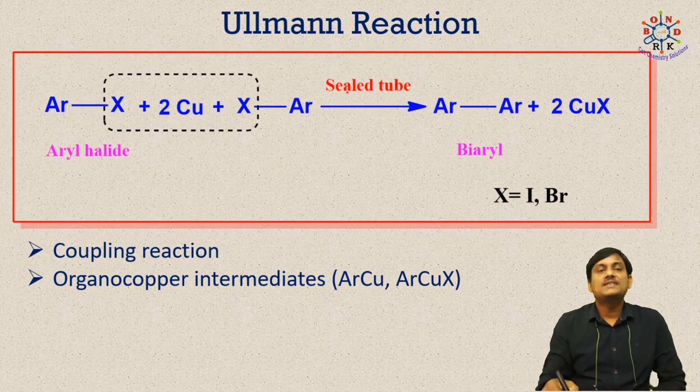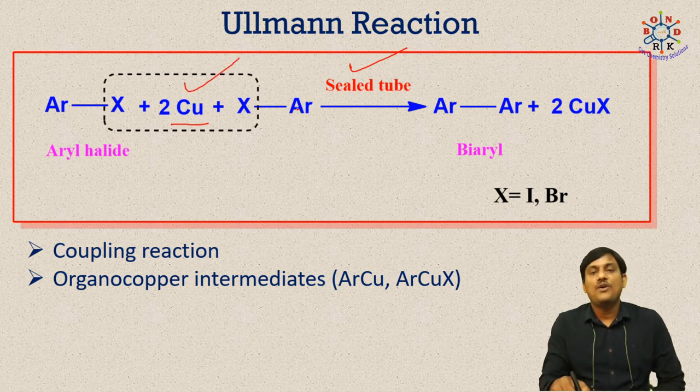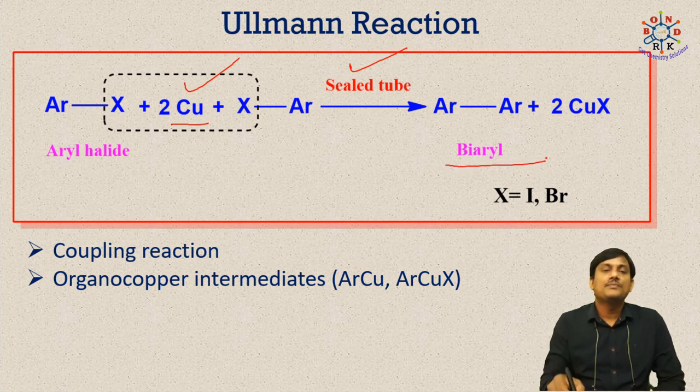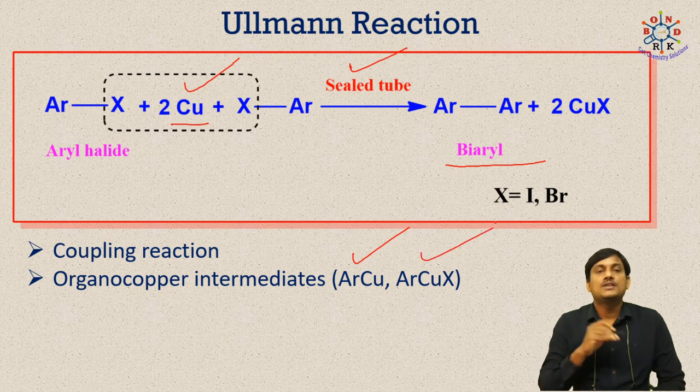Wolfman reaction, it's a modification of Fittig reaction. It's a coupling reaction between two aryl halides in presence of copper in sealed tube. In this reaction, there is no solvent. The reaction is performed in sealed tube in order to prevent the oxidation of the copper into its oxides. In this case, we will get biaryl compounds. And the mechanism involves formation of organocopper intermediates such as ArCu and ArCuX.